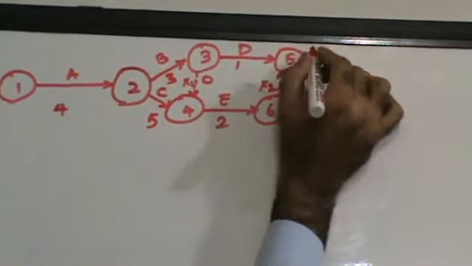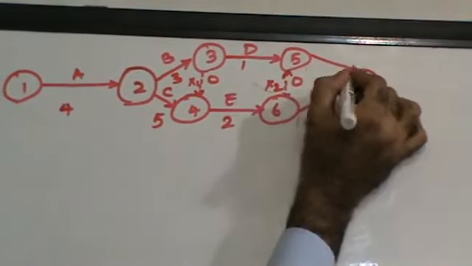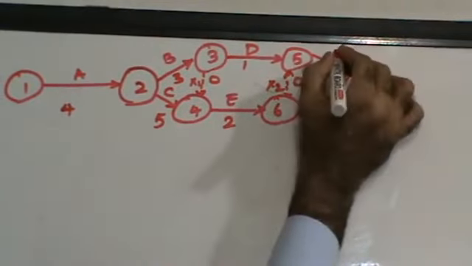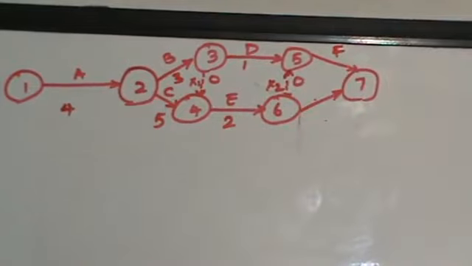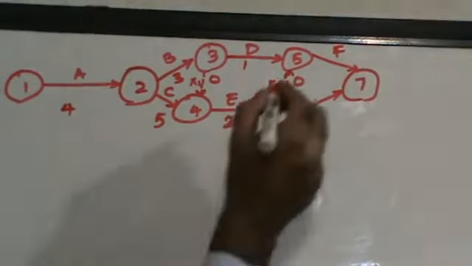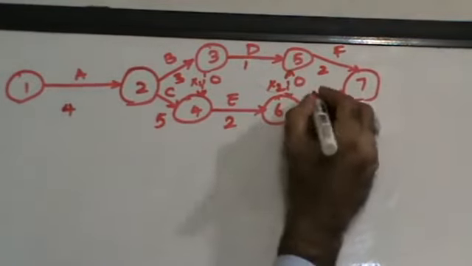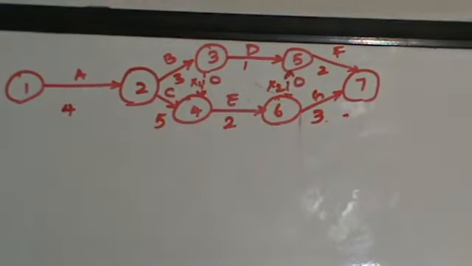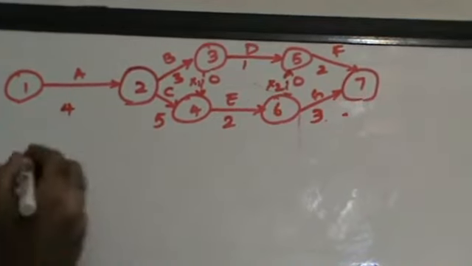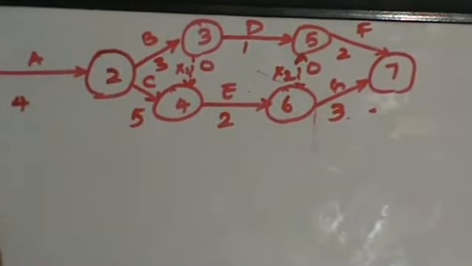X2, 0. So in that case, this is going to be my activity F, which is of 2 days. And then E gives rise to G, which is of 3 days. All I did was change the direction of the dummy. Now, once this is done, what are the various paths I have?